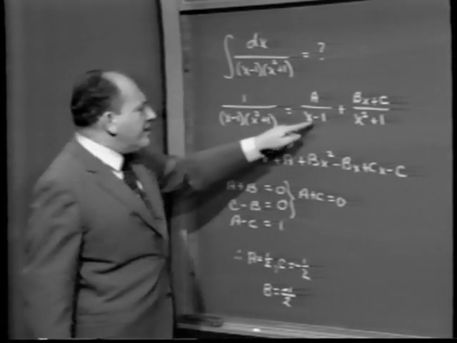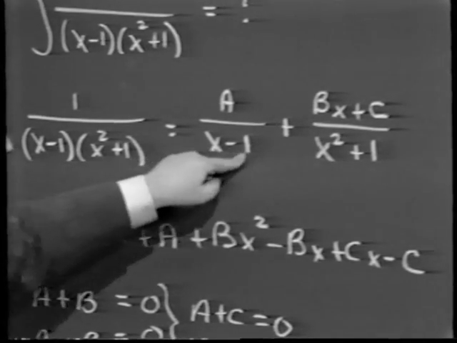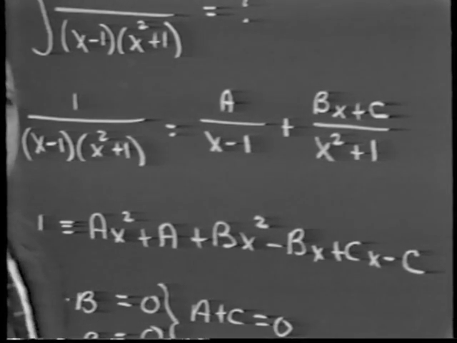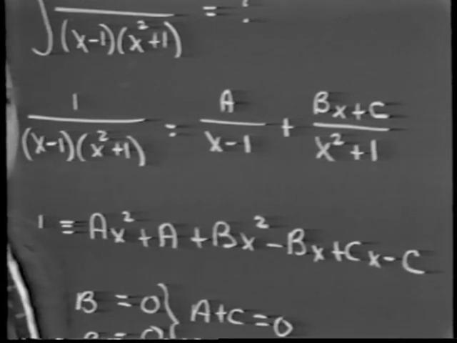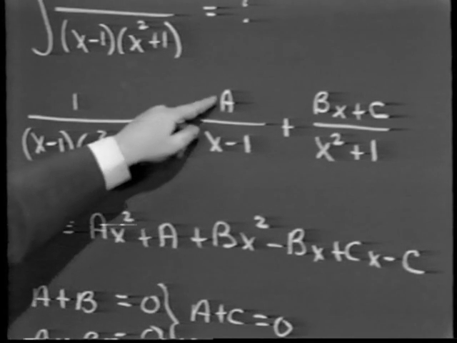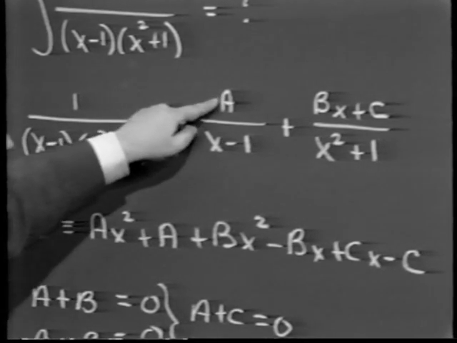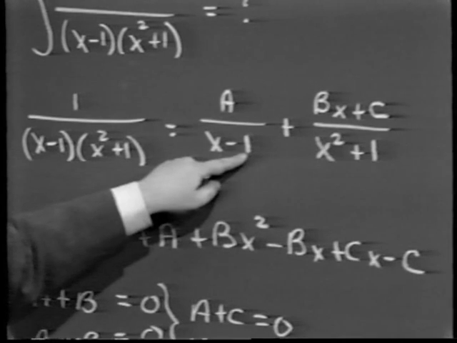In other words, with this as a hint, my denominator here is x minus 1. That's degree 1. That means my numerator can't be greater than degree 0. But degree 0 means a constant. So I say, OK, that means that this has the form some constant over x minus 1.